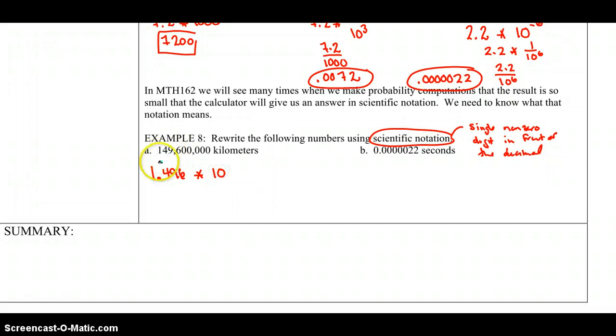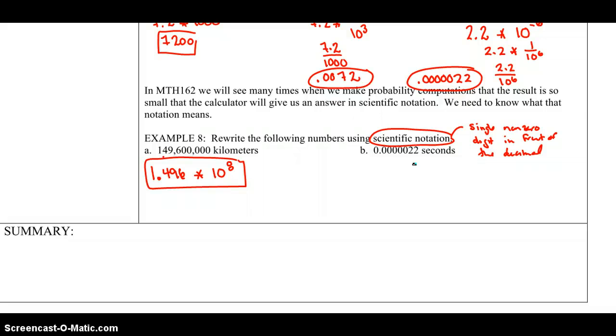To get it back to here, I would have to take this decimal and move it to the right 1, 2, 3, 4, 5, 6, 7, 8 places. So 1.496 times 10 to the 8th would give us this number that we started with, 149,600,000 kilometers.